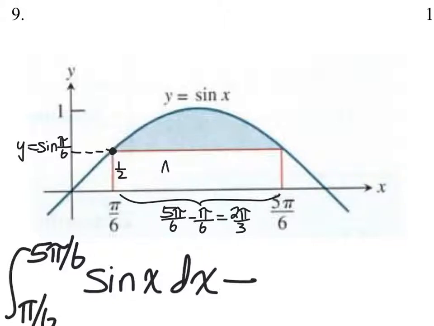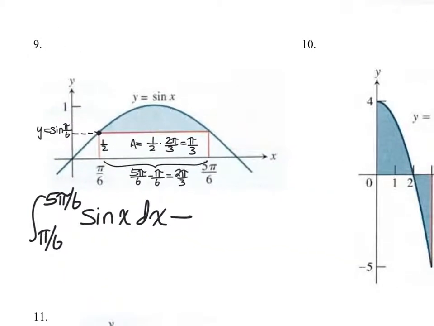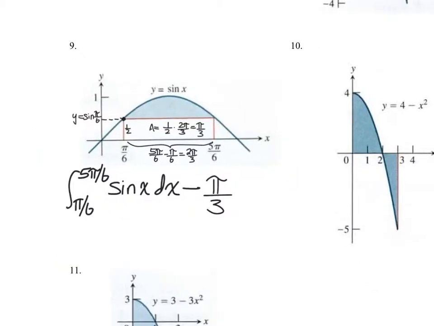So the area would be equal to 1/2 multiplied by 2 pi over 3, which results in pi over 3. So if I take my integral and subtract from it a pi over 3, oops, little stray mark there, that would get the job done.